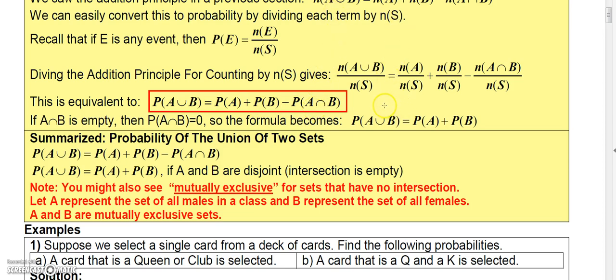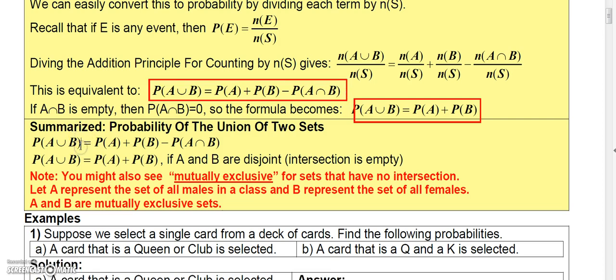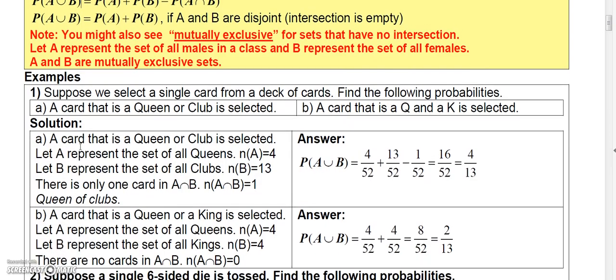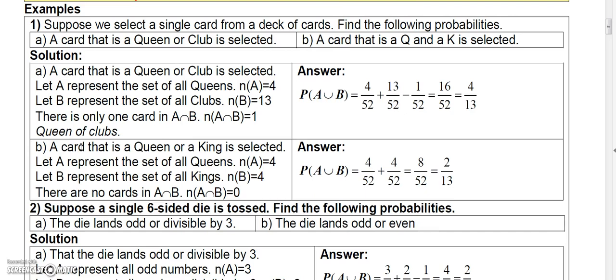Now if A and B do not have an intersection, then just like that counting property, you don't have to subtract off the A intersect B portion. You can just say the probability of A union B is the probability of A plus the probability of B. So those are the formulas that we're going to use here. Let me start you out with some simple examples.